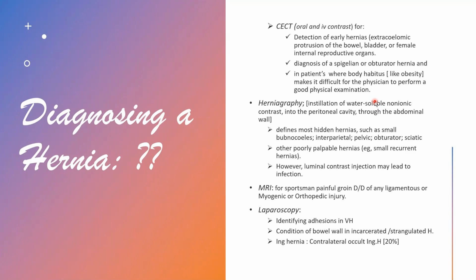What do I do? I go in for a contrast CT, and with the Valsalva maneuver, I can see that there is a bulge beyond the confines of the abdominal wall. So, the diagnosis is an interparietal hernia, not visible externally.